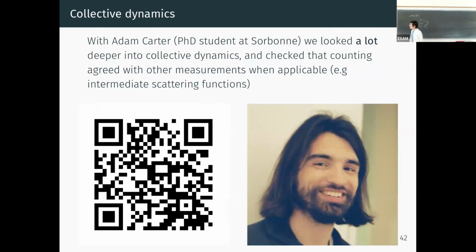That said, we were excited by the notion of collective dynamics in general. And it's not like no one's ever looked at them before. There are a lot of people that use these things called intermediate scattering functions. There's a lot of spectroscopy that's done to understand collective dynamics. So with Adam Carter, who's a PhD student at Sorbonne, we put out this paper recently, it's on arXiv, that does a deep dive into these collective effects. In particular, it compares what we measure with this counting approach to a couple of other standard approaches to measure collective dynamics.